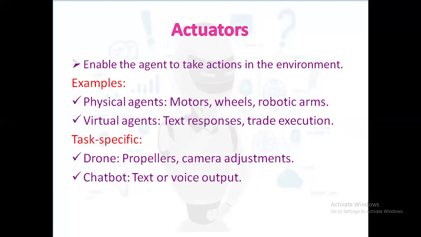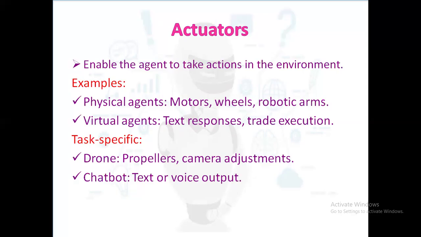Next, actuators. Enabling an agent to take actions in its environment involves equipping it with the necessary tools or mechanisms to interact with and affect that environment. For physical agents, this might include motors, wheels, or robotic arms, which allow the agent to move or manipulate objects. Virtual agents, on the other hand, interact through digital means such as generating text responses or executing trades in financial systems.